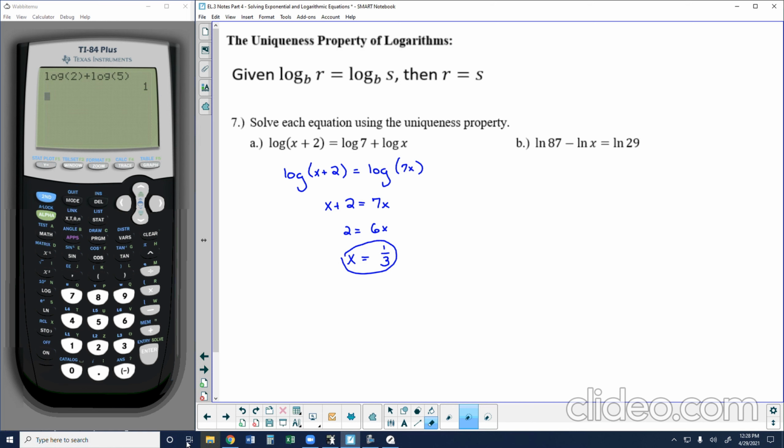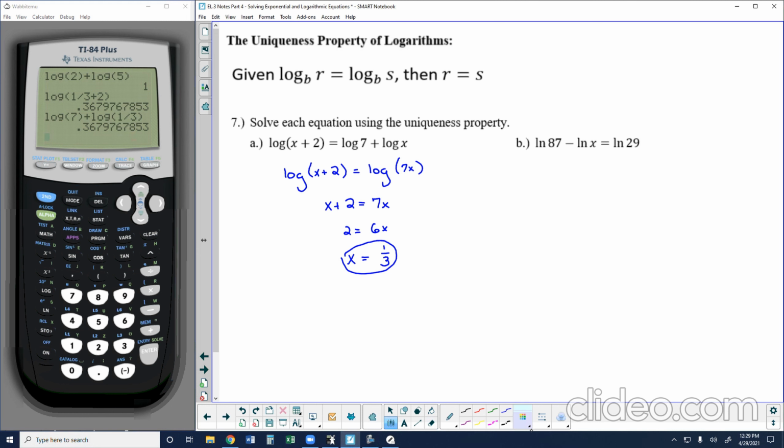And again, I can check this by typing into my calculator log base 10 of 1/3 plus 2, seeing this rounded answer. Sorry, I need to insert a division here to make it 1/3. Seeing this rounded expression, and then inputting log base 10 of 7 plus log of 1/3, and seeing this rounded expression, and they are the same. So if you kind of get how that uniqueness property works, see if you can do problem B. Pause the video at this point and find an answer for B.